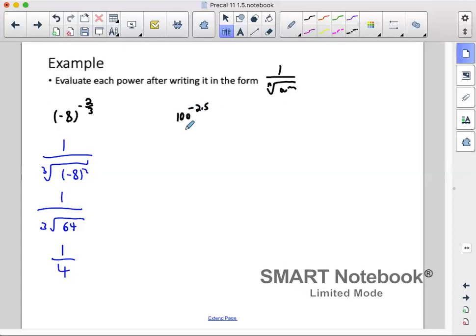This one I would change into a decimal, so that'd be 100 to the negative 5 over 2. We'll get rid of the negative by going 1 over. And then it's got 2 here, so it's a square root of 100 to the power of 5. Which will give us 1 over 100,000.